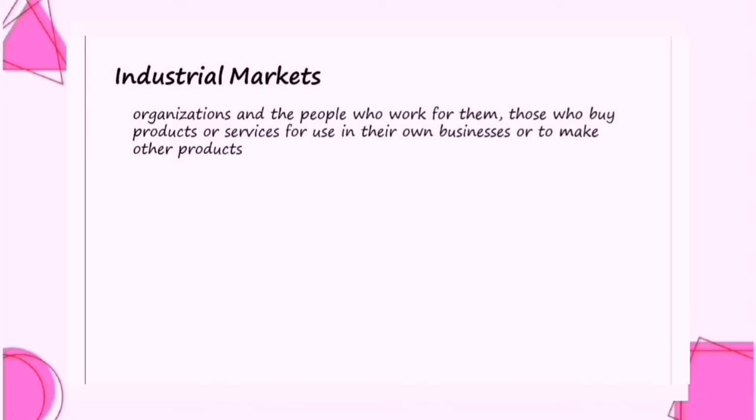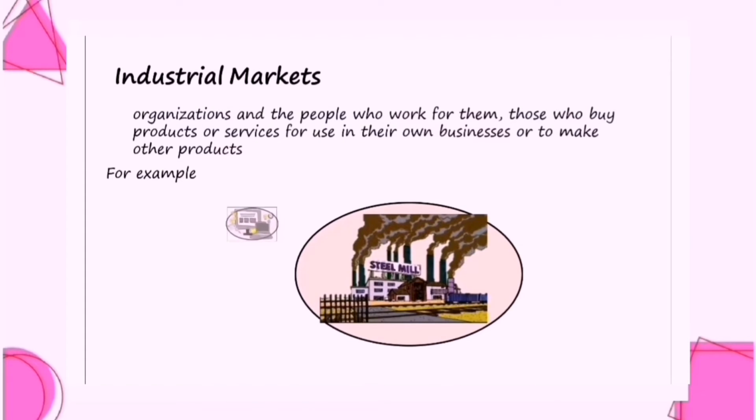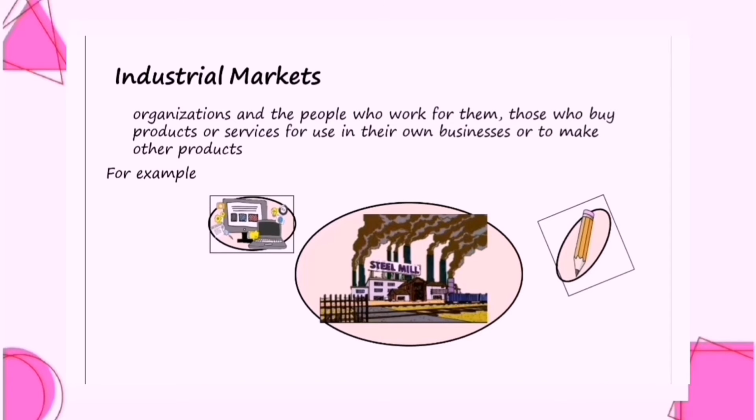The second type is industrial market. So in industrial markets, it consists of organizations and the people who work for them, those who buy products or services for use in their own businesses or to make other products. For example, a steel mill might purchase computer software, pencils, and flooring as part of the operation and maintenance of their business. So, sa industrial markets, bumibili sila ng mga products na gagamitin nila para sa kanilang sariling businesses or para gumawa sila ng ibang produkto.